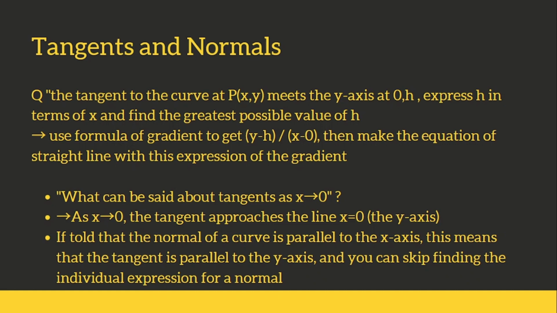So what can be said about tangents as x approaches 0? The thing is that as x approaches 0, the tangent converges and approaches the line x equals 0, which is the y-axis. Then it's told that the normal of the curve is parallel to the x-axis. This means that the tangent is parallel to the y-axis and we can skip finding the individual expression for the normal.